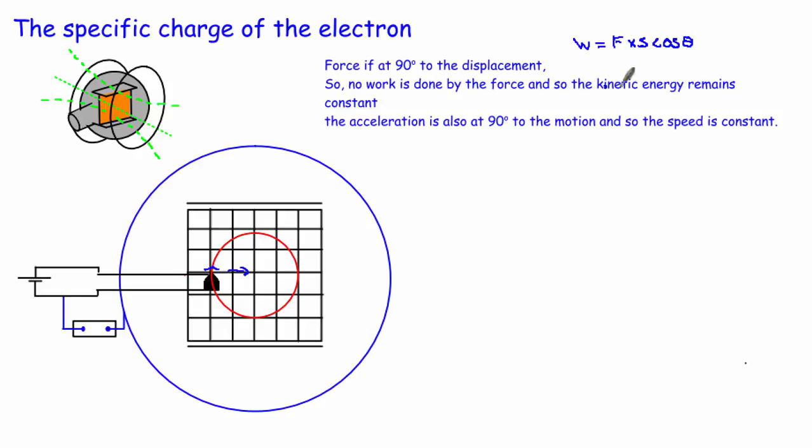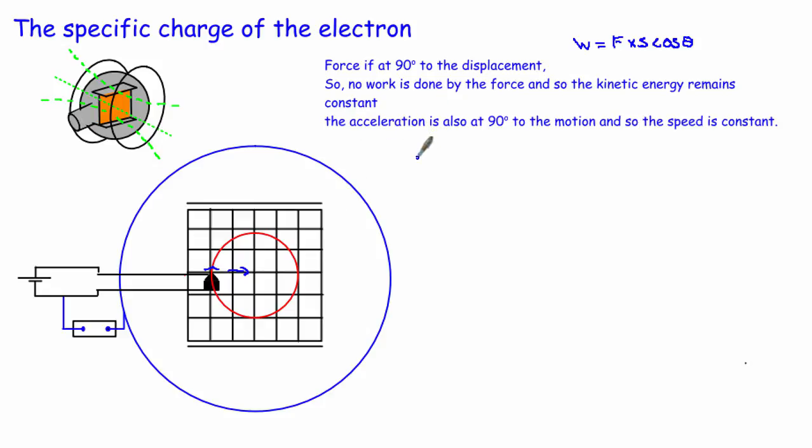So if no work's done, that means the kinetic energy of these particles is remaining constant. That also means that the acceleration is at 90 degrees to the motion, and so therefore the speed is constant, which basically means that this thing carries on going round in a circle continuously. So we can start to think about how we could look at the specific charge of the electron.